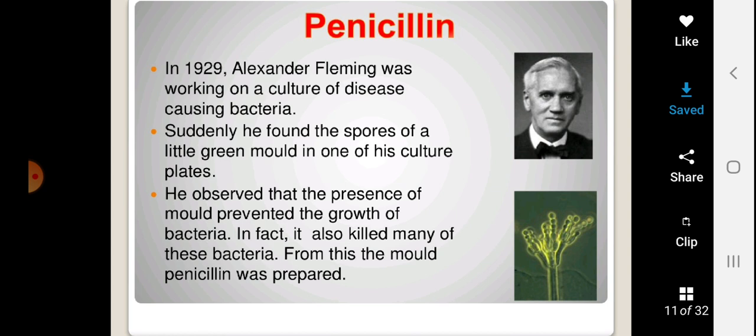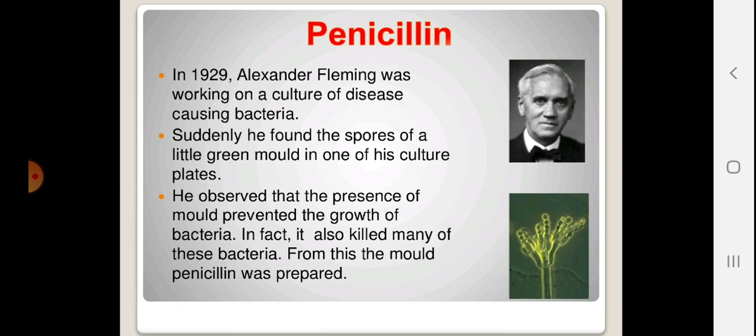He observed that the presence of mold prevented the growth of bacteria. He noticed that because of the mold, the culture which had the disease causing bacteria could not grow well. Suddenly it struck him that any disease caused by these bacteria could be prevented using this green mold. This way he invented penicillin. The mold prevented the growth of bacteria, and in fact it also killed many of them. From this mold, penicillin was first prepared. A nice and important invention for human beings.